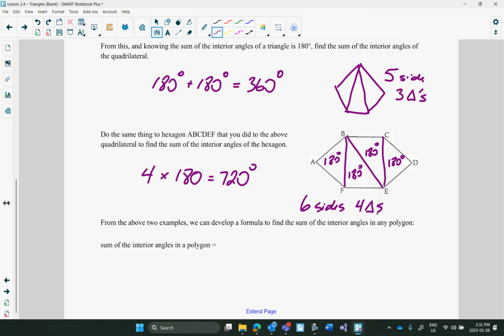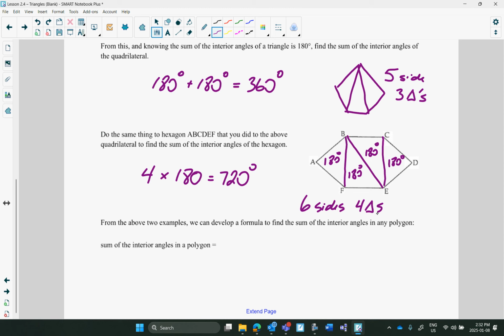So the number of triangles I can make is always 2 less than the number of sides. If it's 5 sides, the number of triangles is 2 less, 3. If it's 6 sides, 4. If it's 7 sides, I can make 5 triangles. If it's 100 sides, I could make 98 triangles.